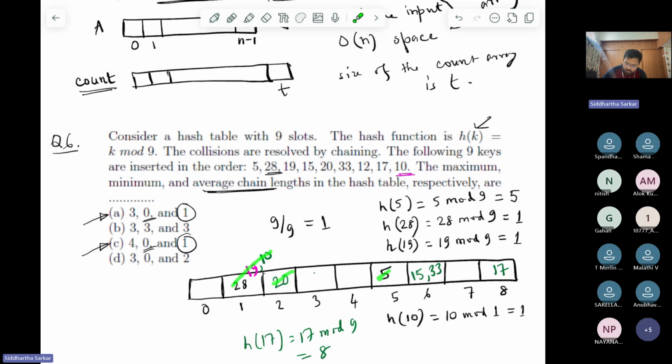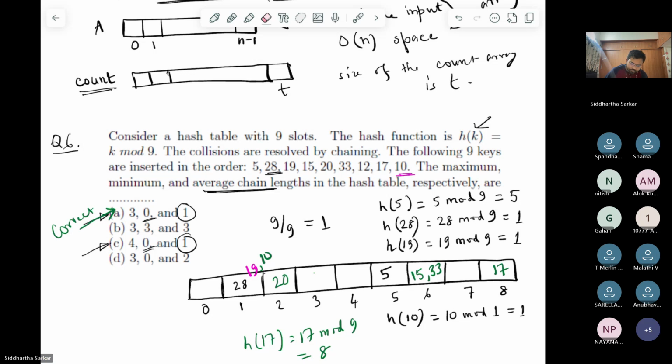3 plus 1 plus 1 plus 2 plus 1, that is 9 numbers in total here. So this is the heaviest slot. The maximum chain length is 3, not 4. So this is our correct answer.